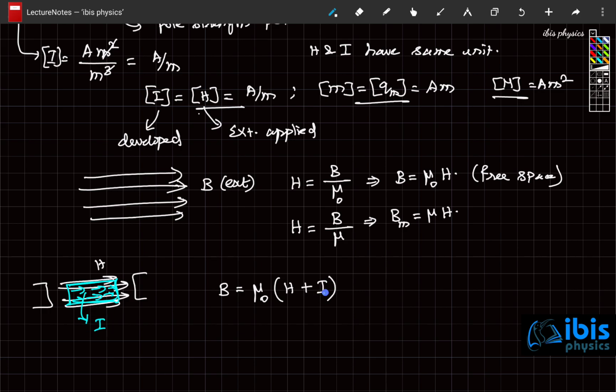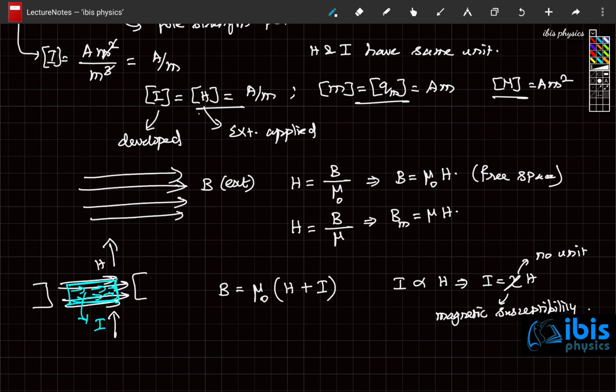But you see this I is directly proportional to H. If you apply more H, then more I will be developed. So they are linearly related. I is proportional to H, which means I is equal to some constant into H. I and H have the same units, so this constant has no unit. And this constant is called magnetic susceptibility.